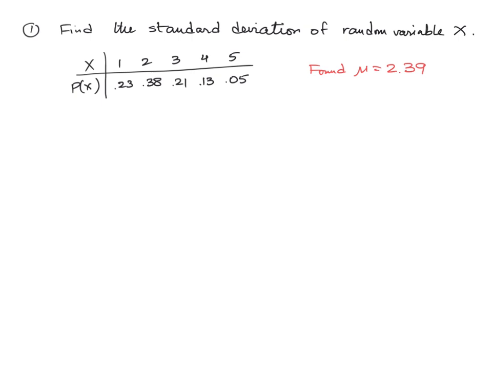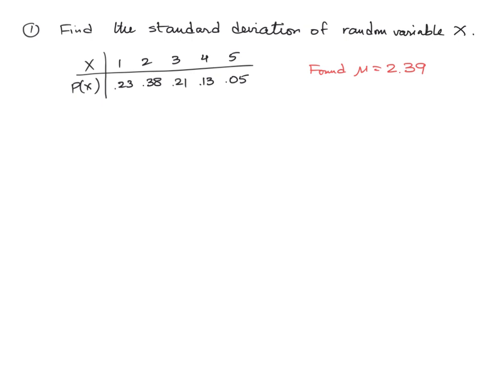So anyway, here's the random variable. You may recognize this from a previous video. These were the number of magazines that various customers purchased, and these were the probabilities that many magazines were purchased by the customer. So 23% of customers purchased one magazine, 38% purchased two, etc. Previously, we had found that the mean number of magazines purchased by these customers was 2.39. So I'm going to use this to calculate the standard deviation.